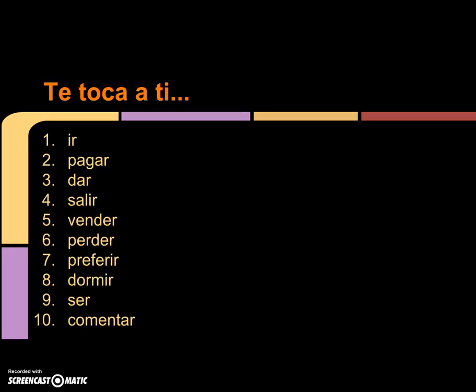So pause the video and see if you can try it on your own. You just take off the ending, which is IR, and then you add the ending, which is IDO. Okay, and that means gone. So go ahead, pause, and try to do the next nine on your own. Okay, so now you can check your answers.